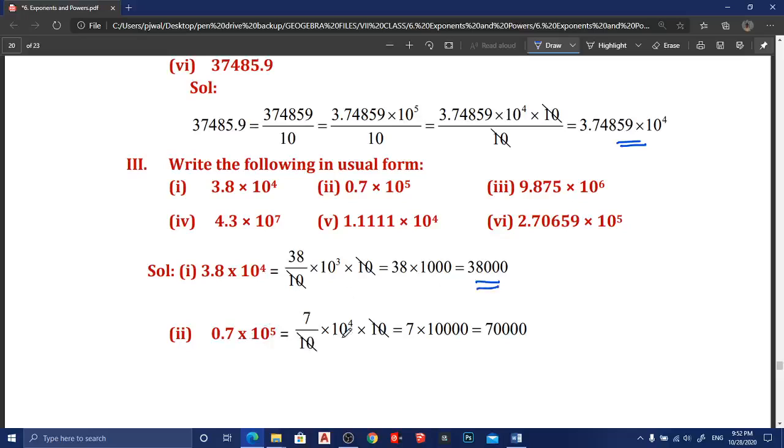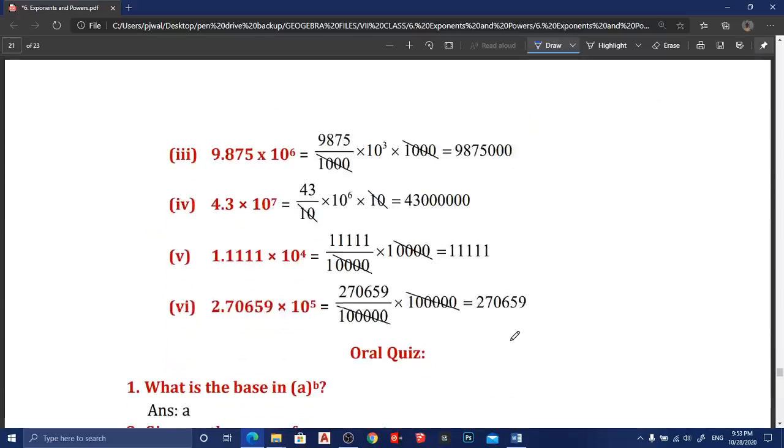Next. 0.7 into 10 to the power of 5, how can I write this? 7 by 10 into 10 to the power of 4 into 10. Splitting this as 10 power 4 into 10, 10 gets cancelled here. Yes, 7 into 10 power 4 means 7 into 10,000, which is 70,000. Okay, next.